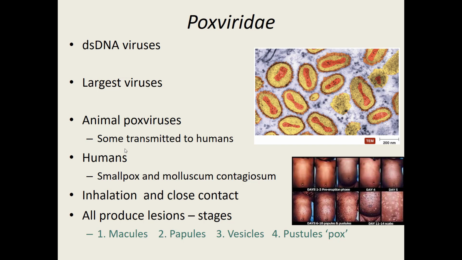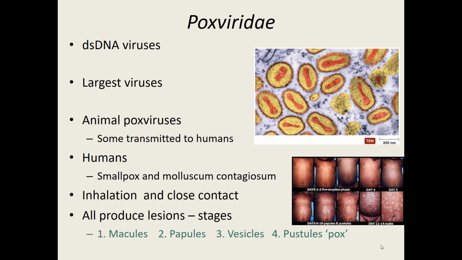How we get infected by these viruses is through inhalation of the virus or close contact. These particular viruses can't survive very long on their own outside of a host, so it's close contact with an infected individual. And all of these produce lesions on the body in 4 stages. The first stage, and this all happens within a couple weeks, are called macules, which means you have flat red spots. That's all that's happening. So within a few days after infection, you start to get red flat spots.